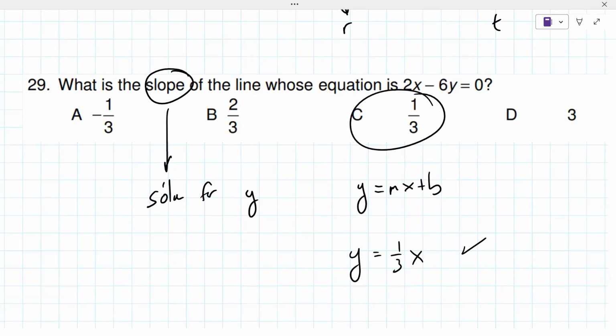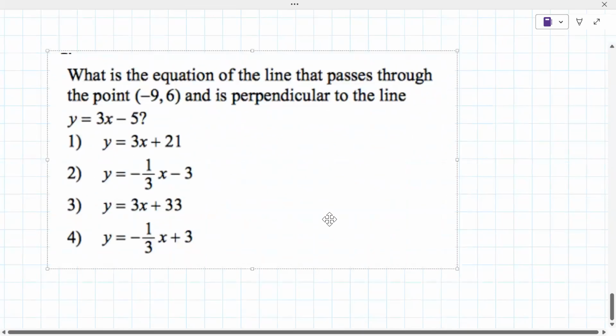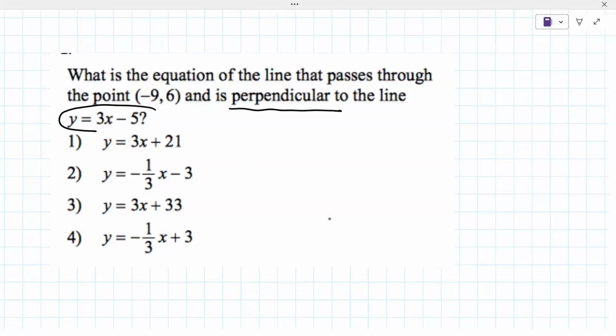Let's see here. Right. So we're running out of problems on that one. All right. So I'm going to put the problem in front of you, but don't try to answer it quite yet. We'll look at it together. What is the equation of the line that passes through the point -9 comma 6 and is perpendicular? That's very important to this one right here. So first thing I want you to tell me, Austin, is what is the slope of this line?